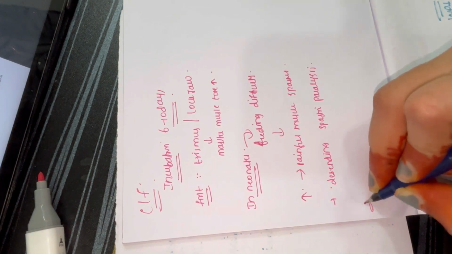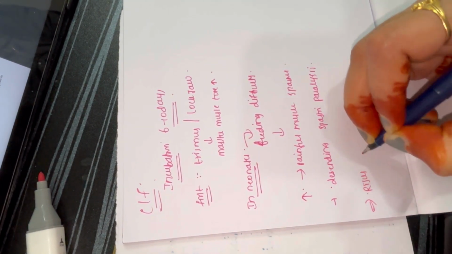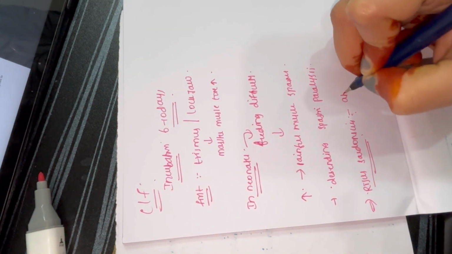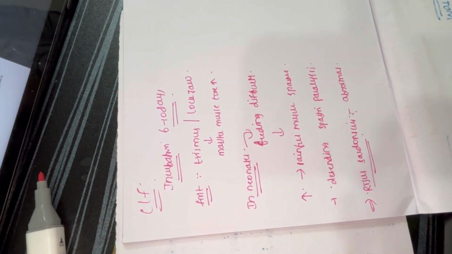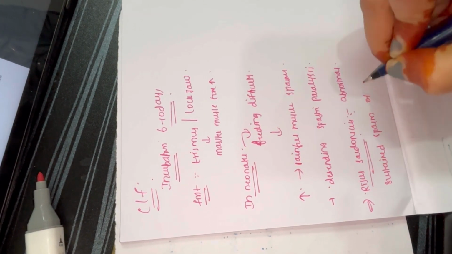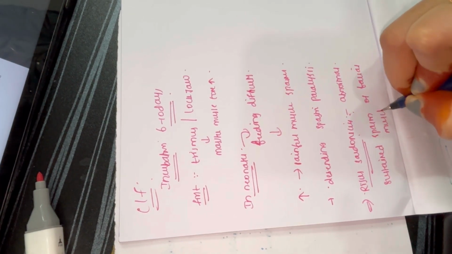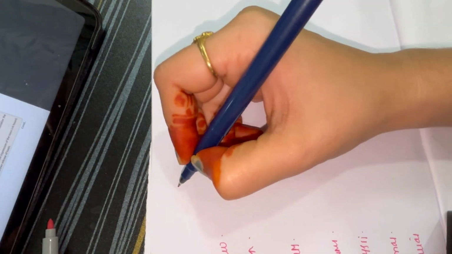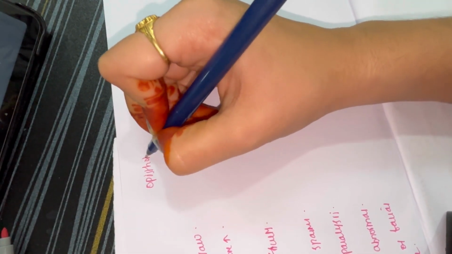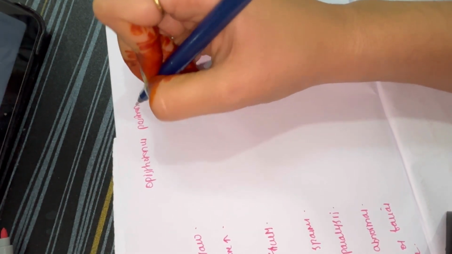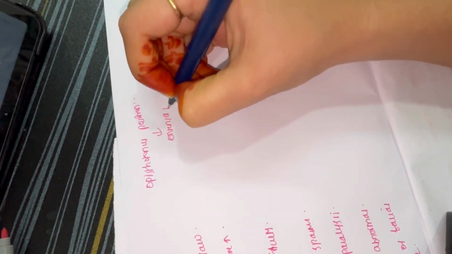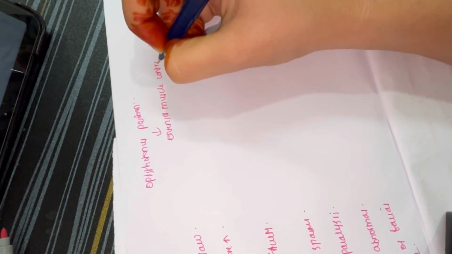Now the complications. One is risus sardonicus. What is risus sardonicus? It is because of abnormal sustained spasms of the facial muscles. Another complication is the opisthotonos position. What is this? It occurs because of the contraction of the extensor muscles. Remember, extensor muscle contraction.